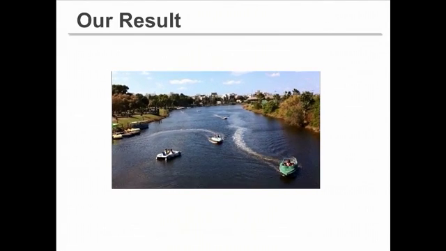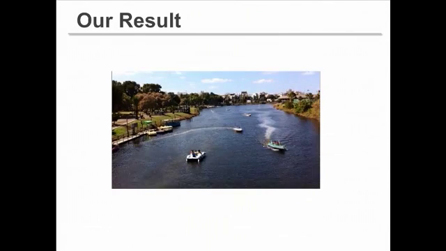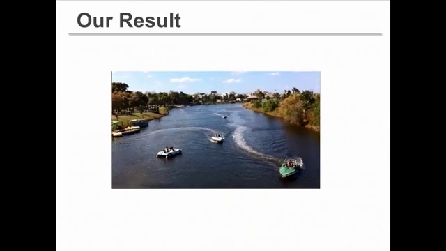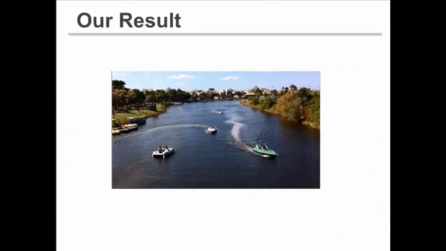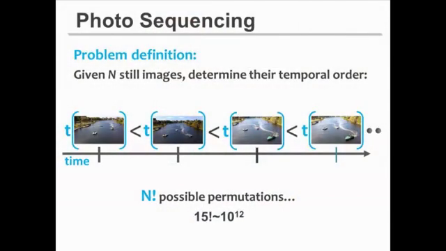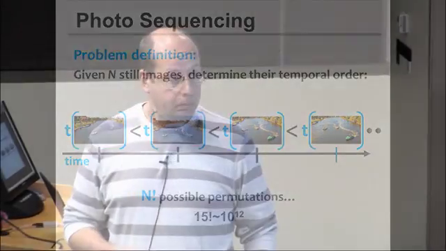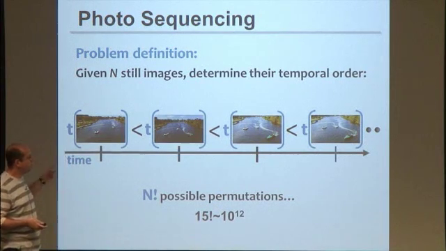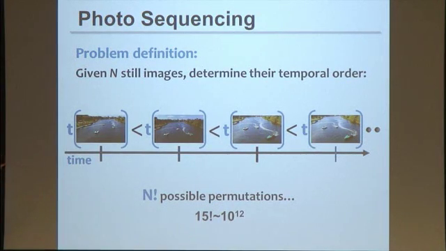So our goal is to take a folder full of images and try to infer the correct temporal order the images were taken. So that's the formal definition. Given n still images, determine their temporal order. And just to give you a sense of the dimensionality of the space, you have n factorial possible permutations, and if you have 15 images like the example I've shown you now, the space is 10 to the 12. So you need to pick the correct order out of 10 to the 12 possibilities.